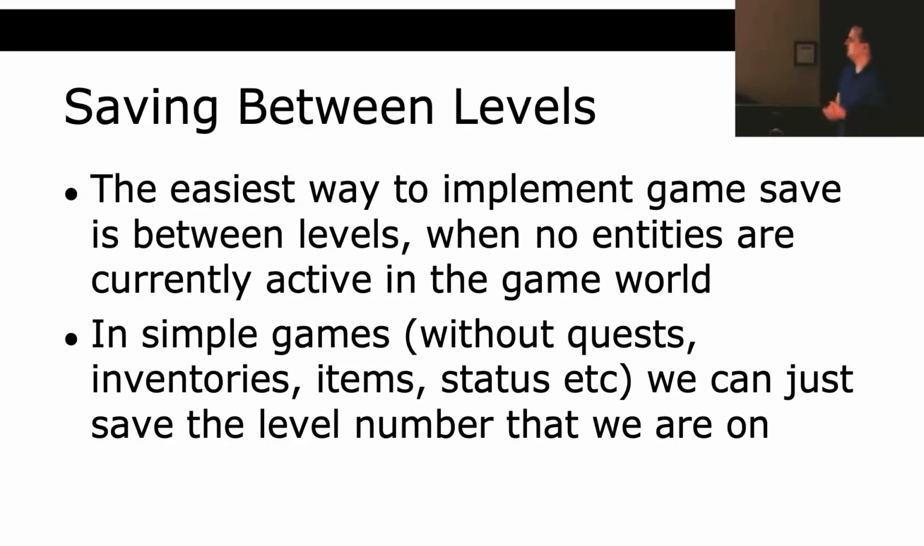So in simple games, if you don't have quests, inventories, items, or status, you can just save the level number that you're on and it's fine. So I just made a mistake. I just said that, let's say we're playing Super Mario Bros. 1. All we would need to do is save the level that we're on, right? So I could just save, okay, we're in World 4, level 3.